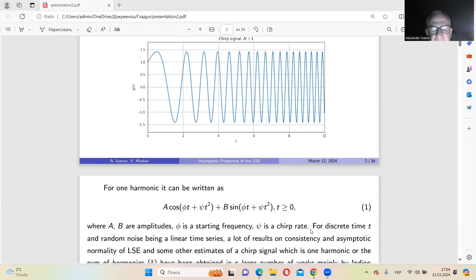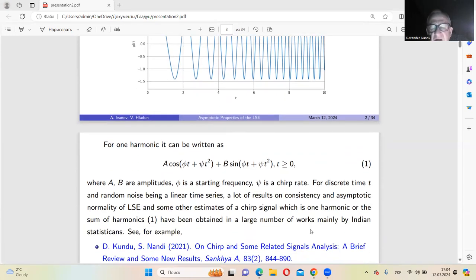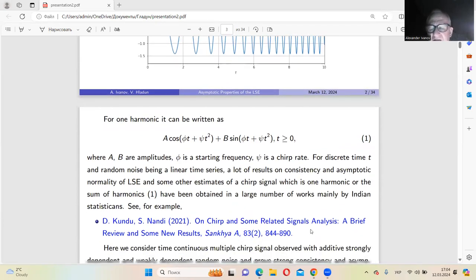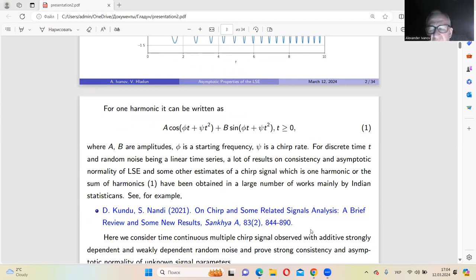For discrete time t and random noise being a linear time series, a lot of results on consistency and asymptotic normality of the least square estimator and some other estimates of our chirp signal, which is one harmonic or the sum of harmonics of the type one, can be obtained in a large number of works, mainly by Indian statisticians. See, for example, the recent review by Kundu and Nandi, where a lot of recent papers and not recent papers on the subject are located.